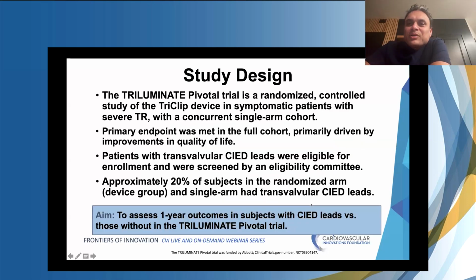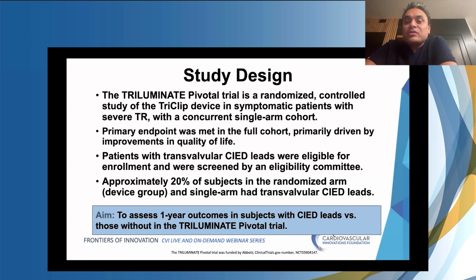Sure, thank you. So thank you again, Nadira, for inviting me. This has been great. So just to remind everyone on the call, the Triluminate pivotal trial was a randomized controlled study of the TriClip device in symptomatic patients with severe tricuspid regurgitation with a concurrent single arm cohort, like we just talked about in one of the cases. The primary endpoint was met in the full cohort, primarily driven by improvements in quality of life, and patients with transvalvular CIED leads were eligible for enrollment and were screened by the eligibility committee.